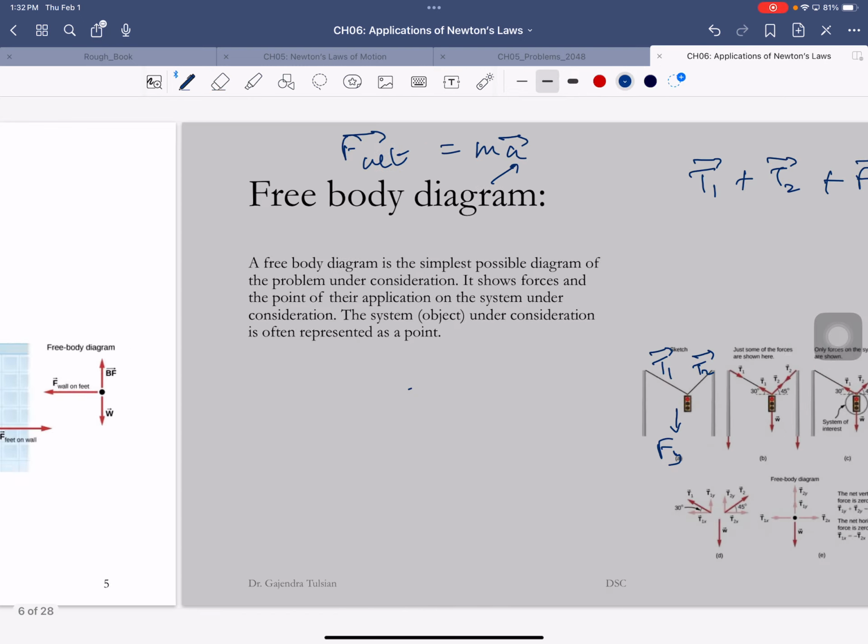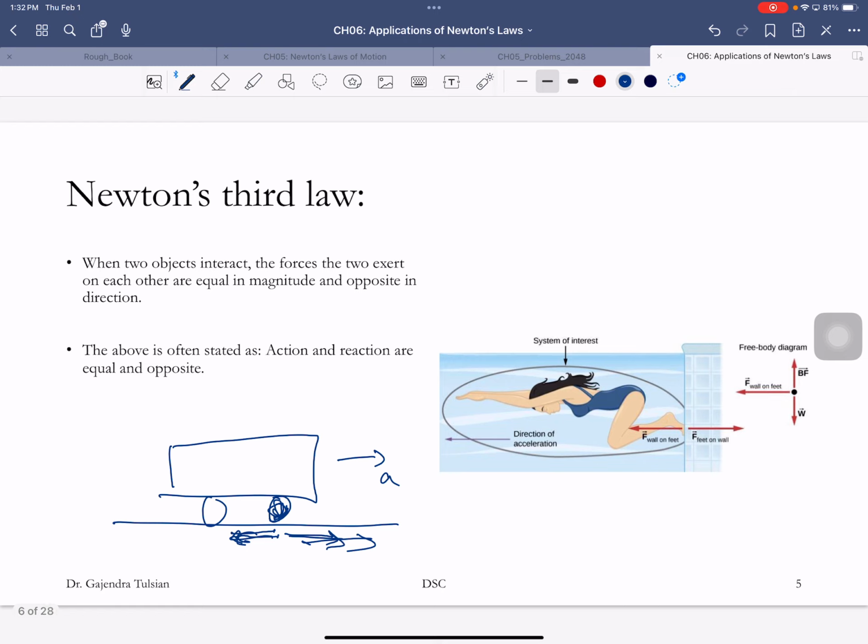Action and reaction are equal and opposite. What is the principle? Third law. There's no equation. All it's saying is this object applied a force on the wall like that, and the wall applied an equal and opposite force. And that applies in all situations.